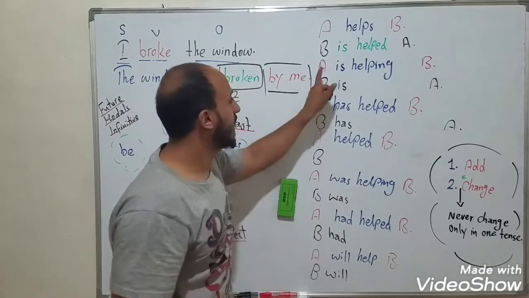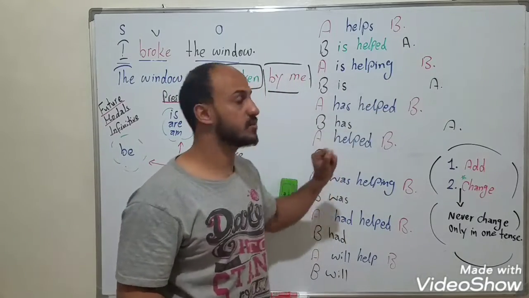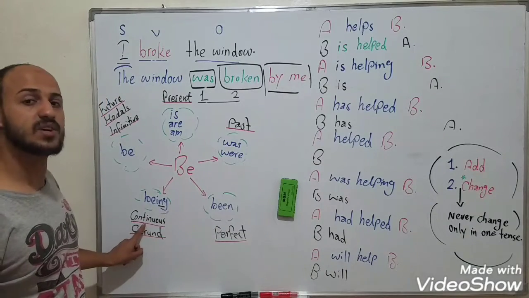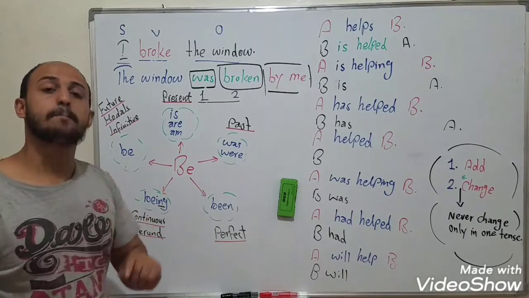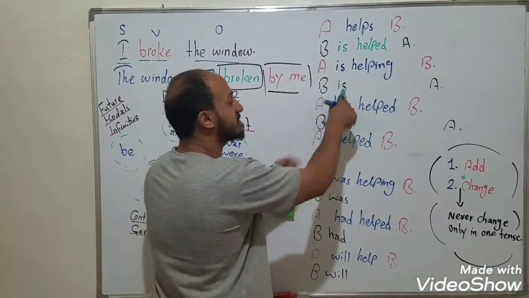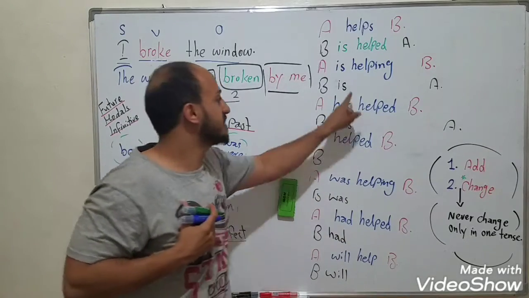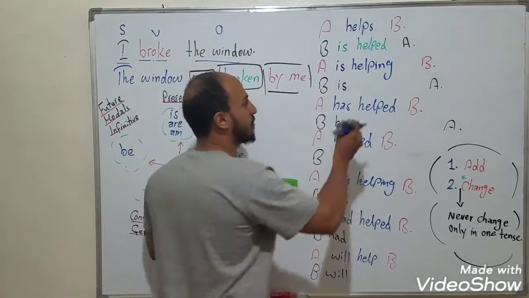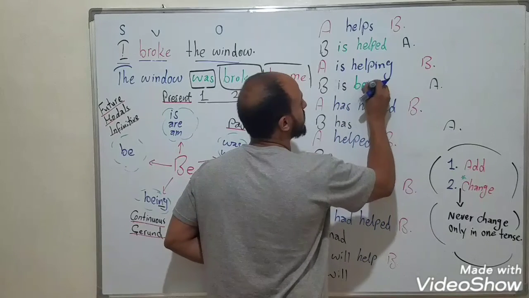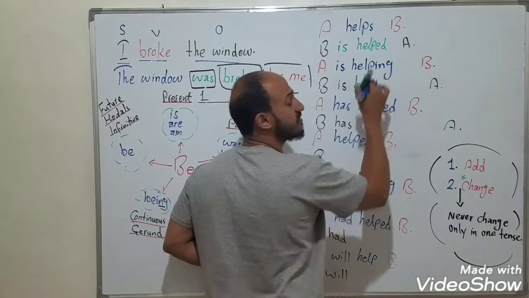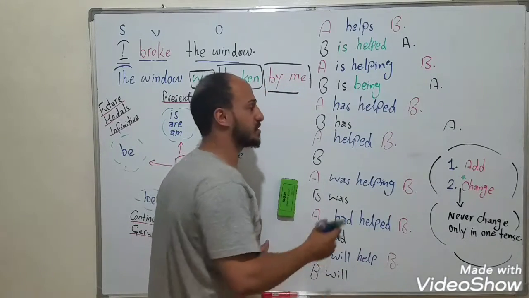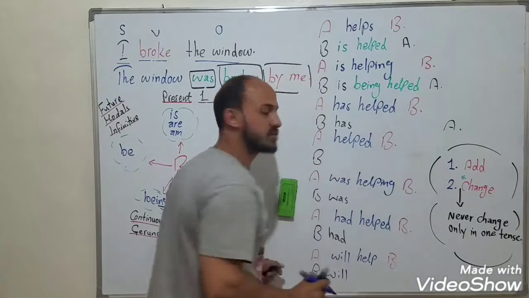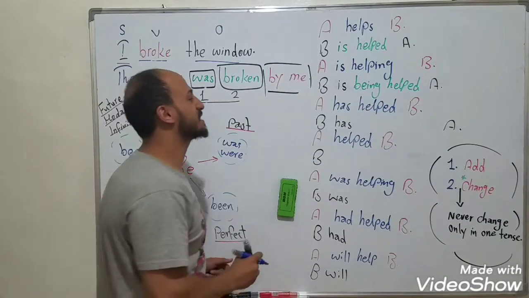Okay, let's go to the next. A is helping B. What is the tense? It is continuous, all right? So what I'm going to use is being. Focus. B is, I did not add is. Is here in this sentence, all right? I did not add it. So now I'm going to add is being. Now I change the verb helping to past participle, so helped. See? It is really easy, guys. Okay, now let's go to the next.